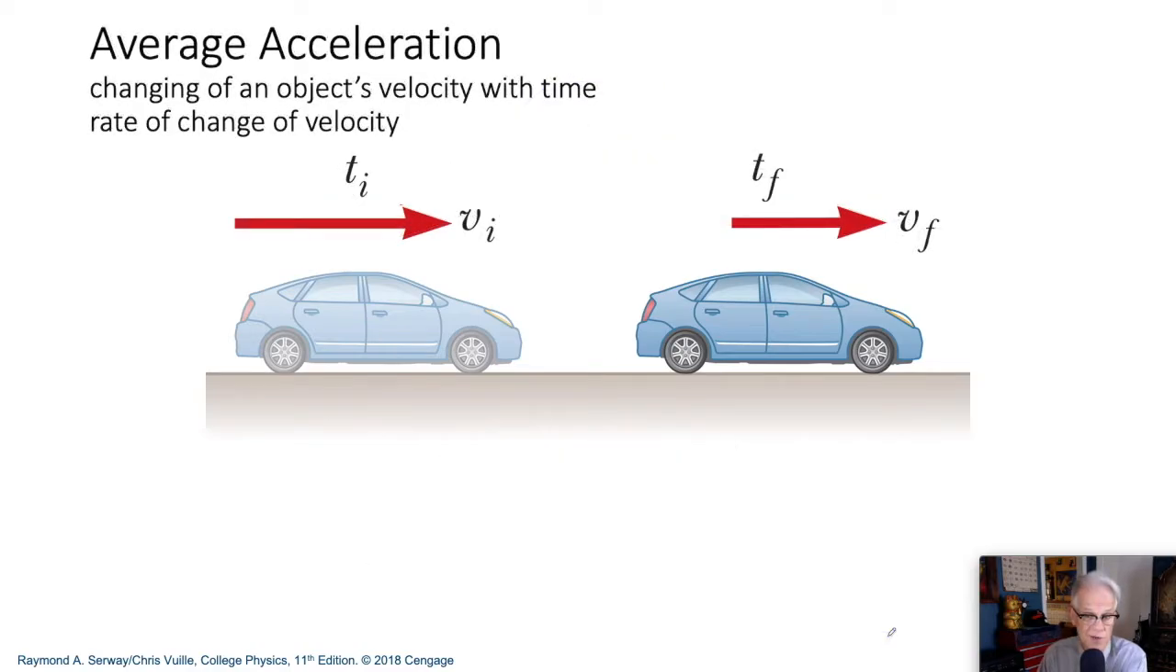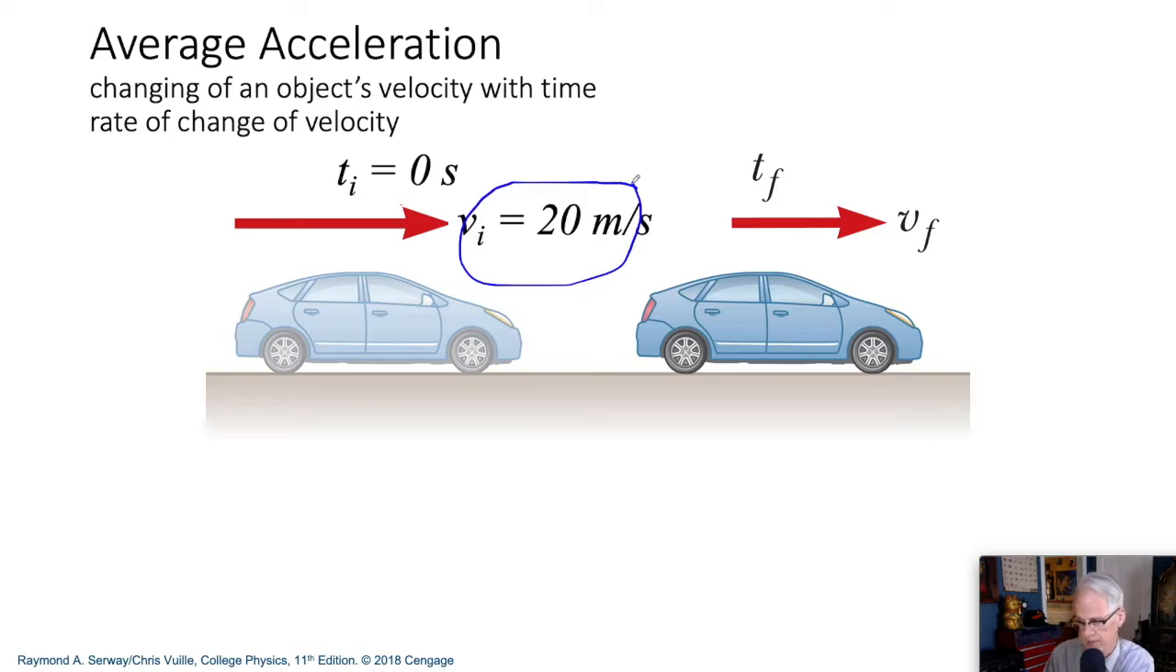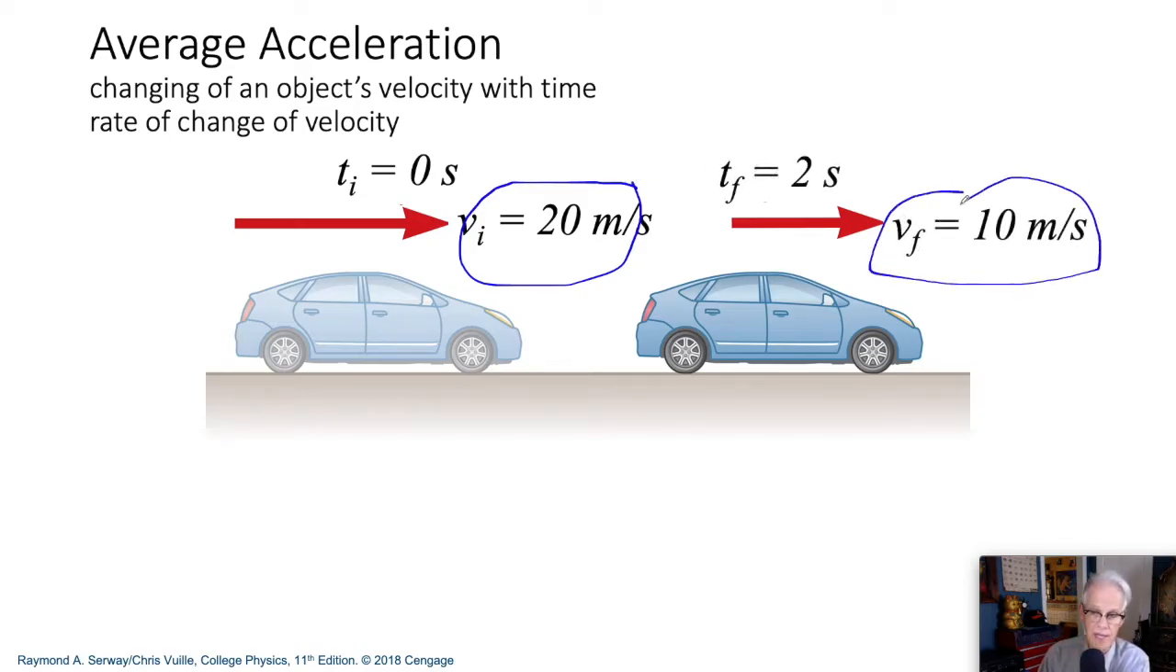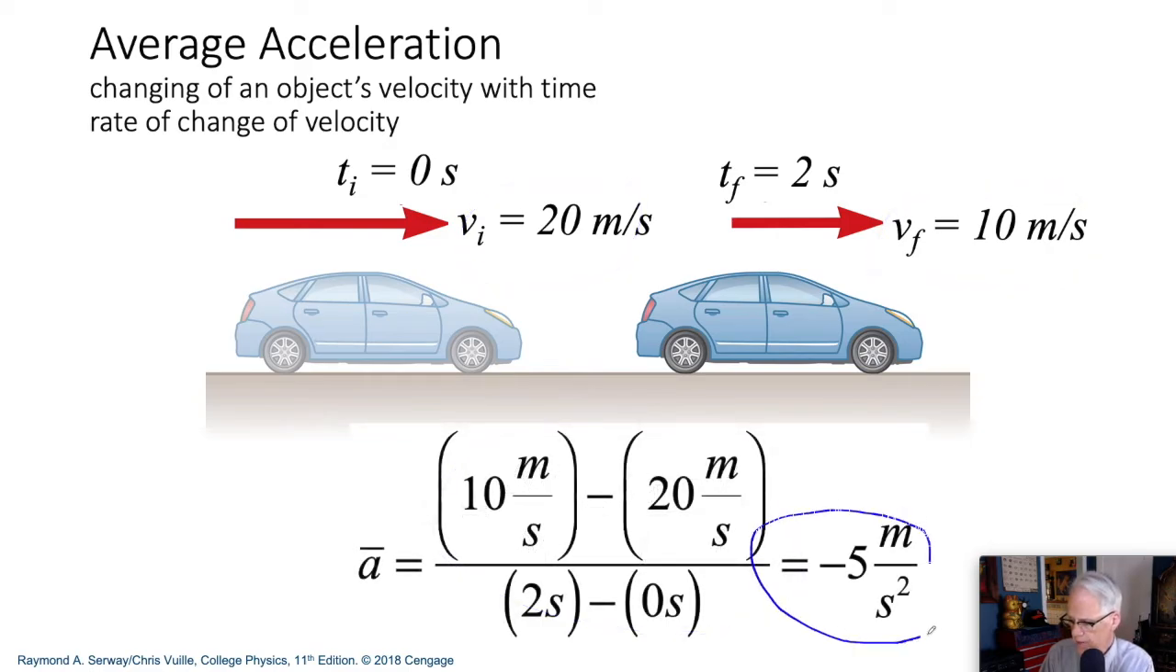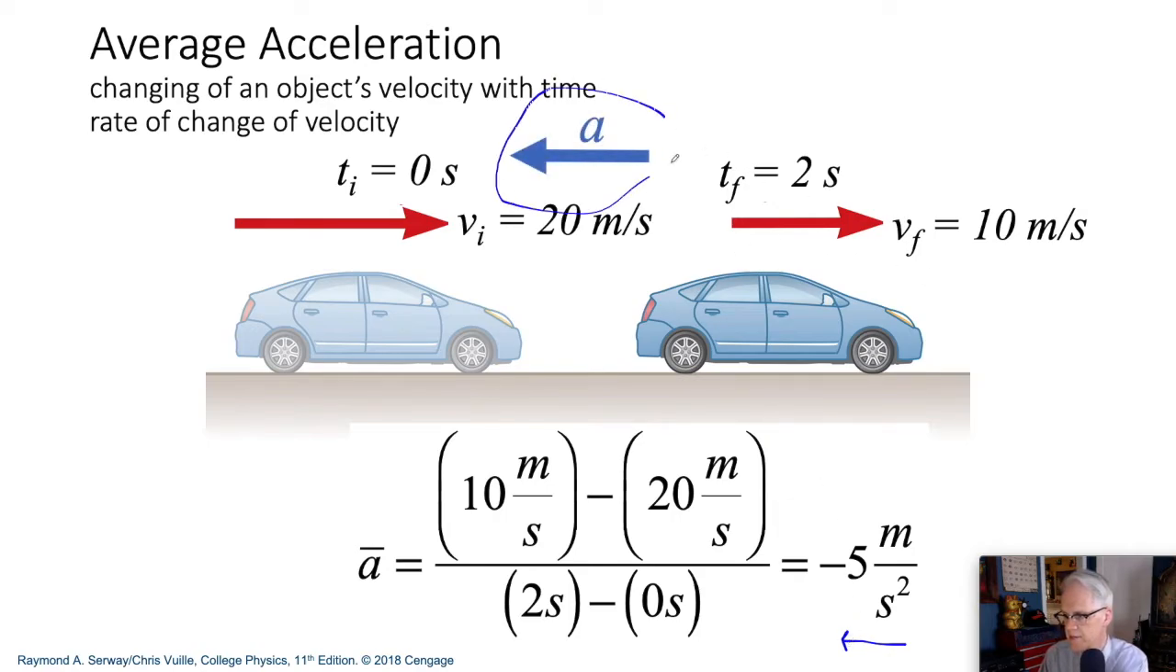What if our car is slowing down? Again, acceleration is a vector quantity. Let's go to this example. Let's say the car initially is going 20 meters per second, and then 2 seconds later it's going 10, sort of the opposite of what we saw before. Plug that into our equation here, and now we come up with a negative number. Acceleration is a vector quantity, meaning that our vector for acceleration will be going in the negative direction. And here it is.